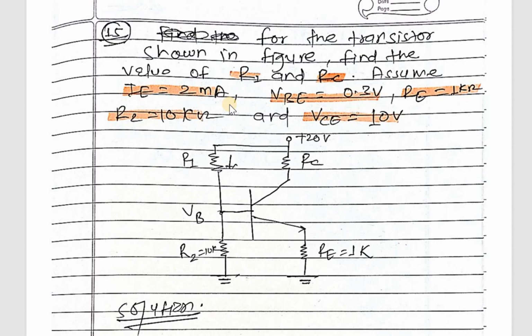And today our numerical problem is: for the transistor shown in the figure, find the value of R1 and RC. Assume IE equal to 2 milliampere, VB equal to 0.3 volt, RE equal to 1 kilo ohm, R2 equal to 10 kilo ohm, and VCE equal to 10 volt. We have to find the value of R1 and RC. This is R1 and this is RC. We have to find both these values of resistance.